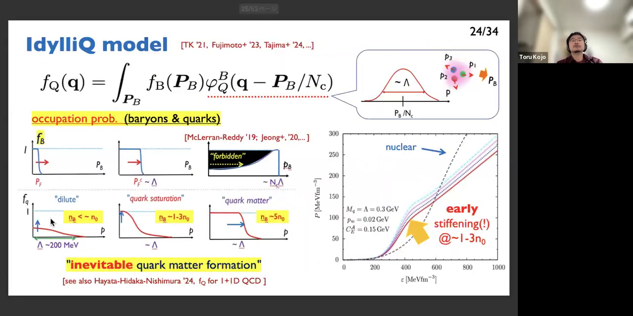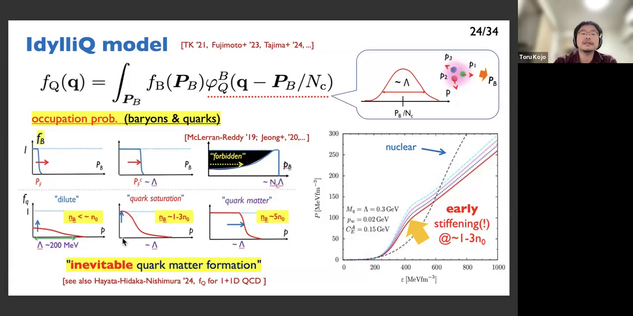So now I would like to discuss the evolution from nuclear matter to quark matter. As I said, in the dilute regime we have a baryonic Fermi sea and the quark distribution scales like this. But as we increase density, this magnitude keeps growing proportionally to the density. But since this f_q is a probability, there is an upper bound.